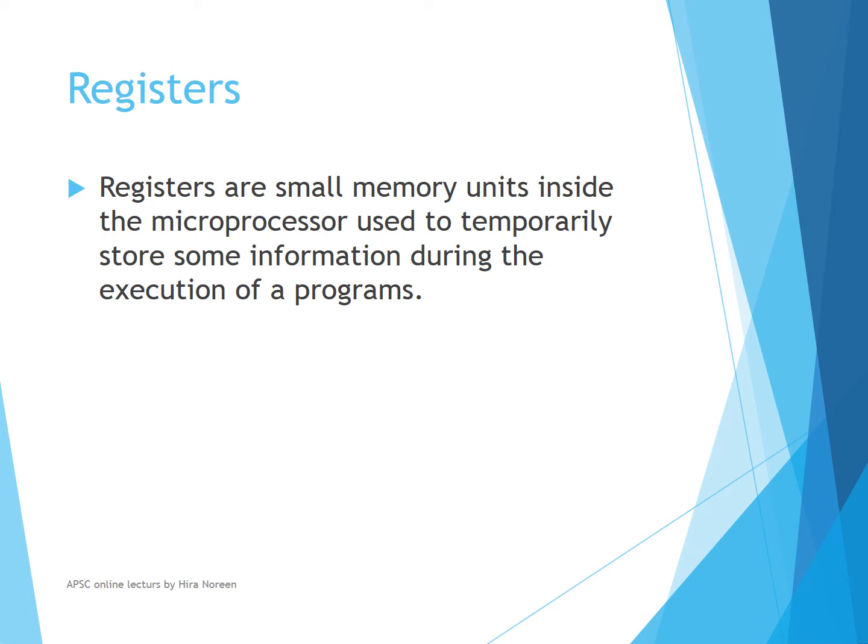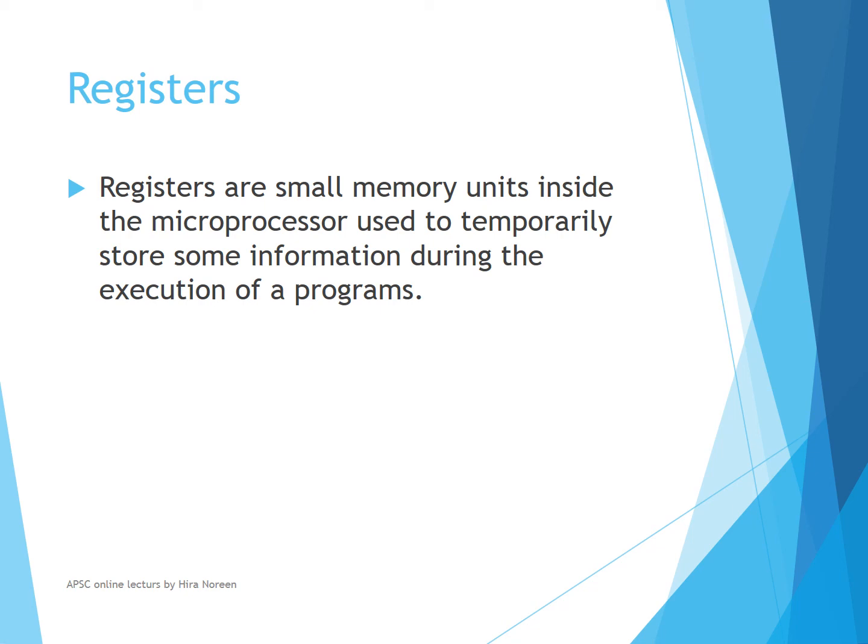The next is registers. Registers are also part of the microprocessor. Registers are basically small memory chunks inside the microprocessor, used to temporarily store information during the execution of programs. When we work on some programs, the data or information is temporarily stored in the register, and when we save the data, it is then saved on the permanent storage area or secondary storage area.